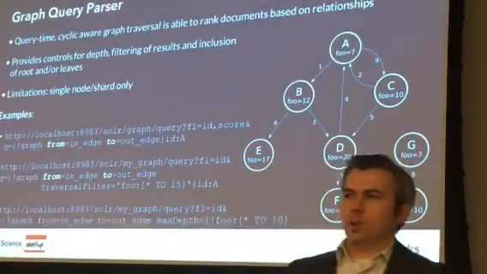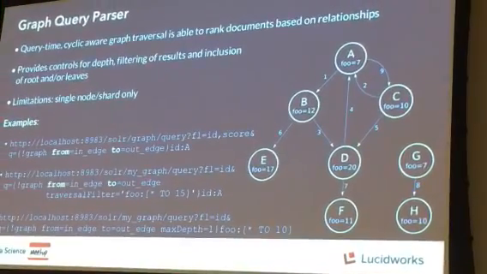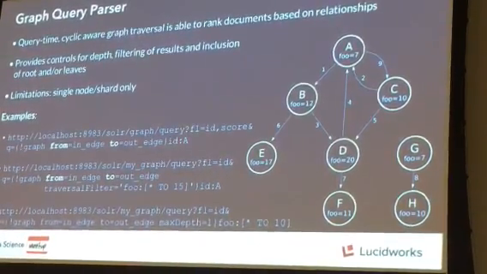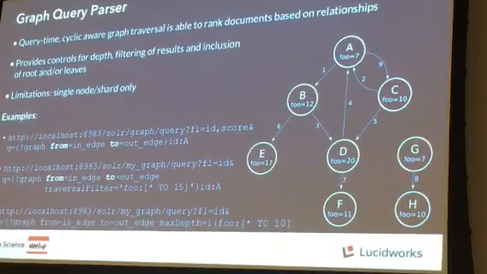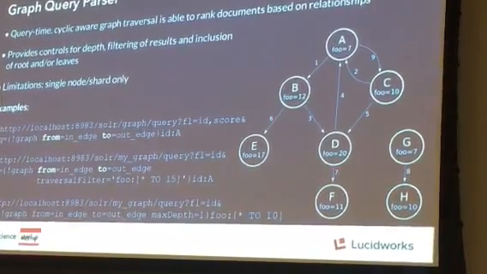So the graph query parser, which we talked about, provides query time, cyclic-aware graph traversal, and allows you to rank documents based upon relationships. It provides controls for depth filtering of results and inclusion of root and leaf nodes.